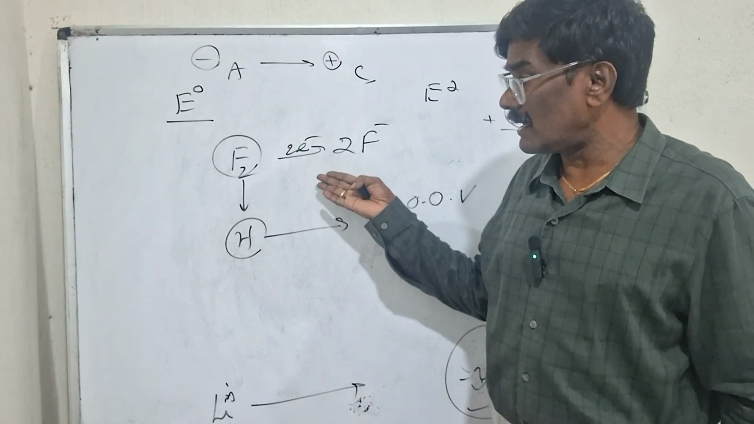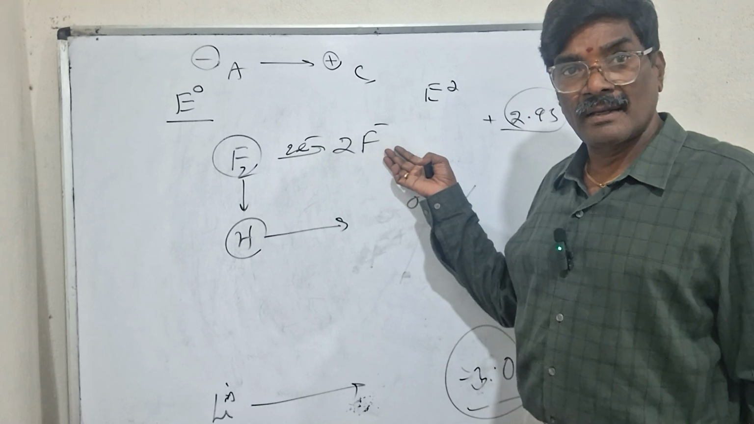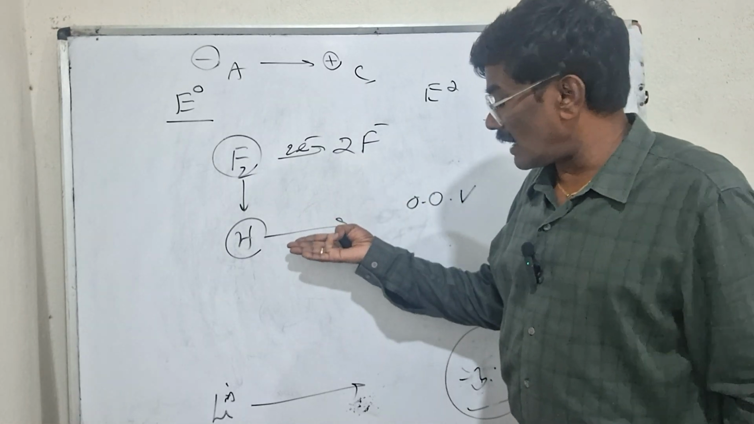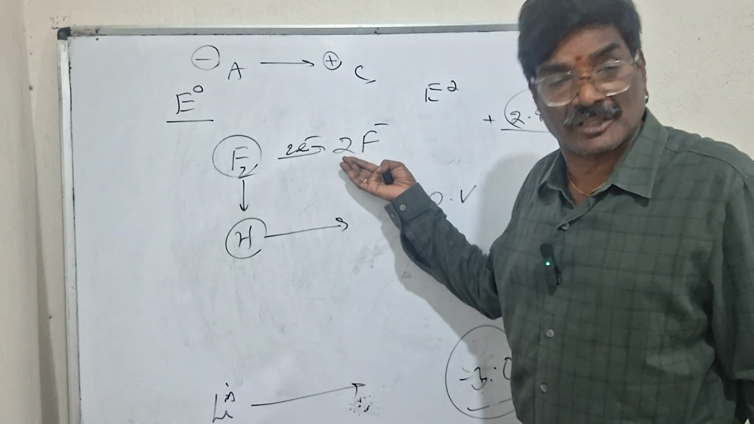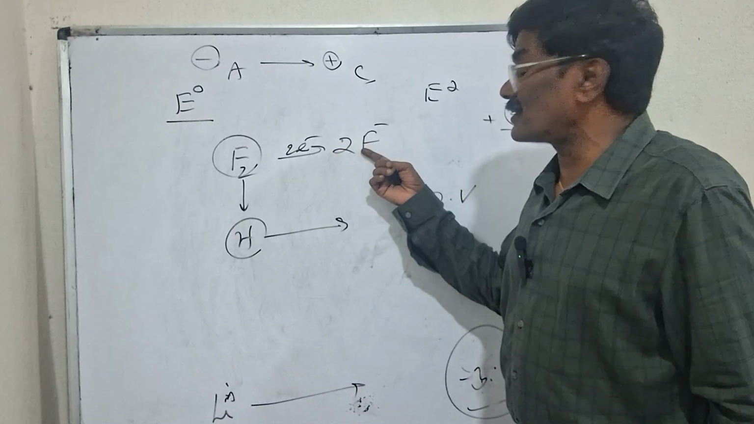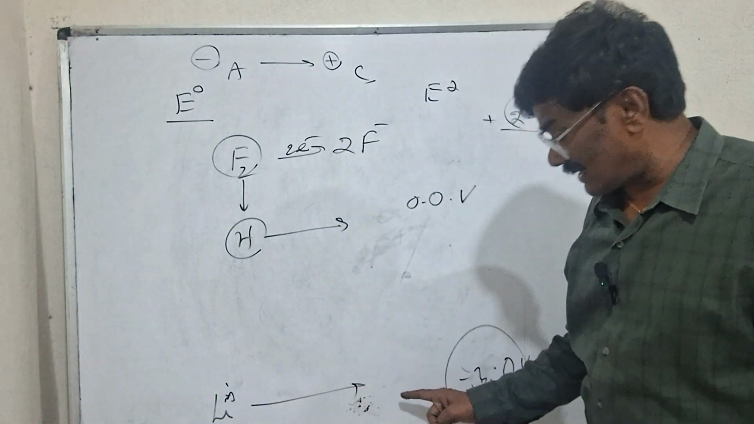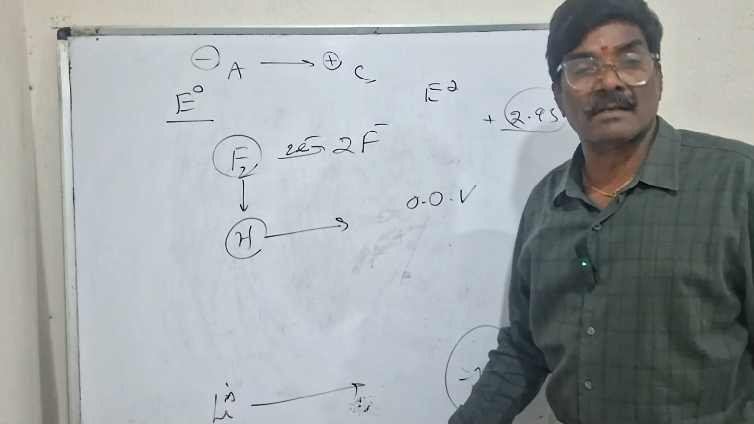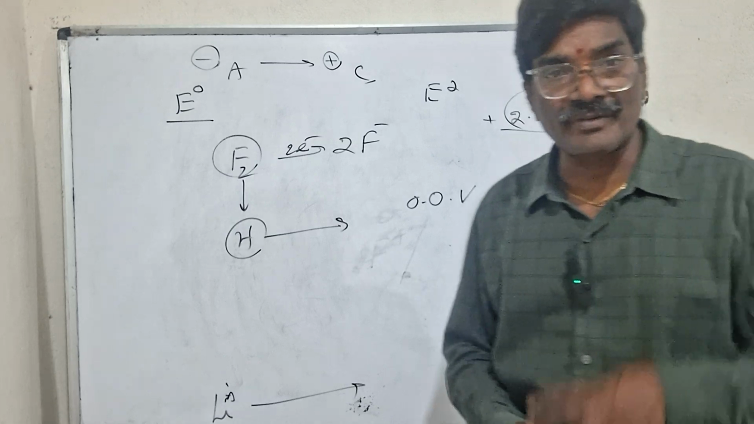What is the meaning of positive nature? It is more stable in the reduced state. A negative value means it is stable in the oxidized state only, by losing electrons. I hope we have understood this.